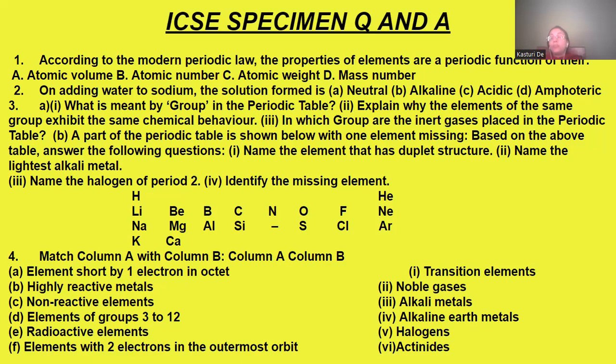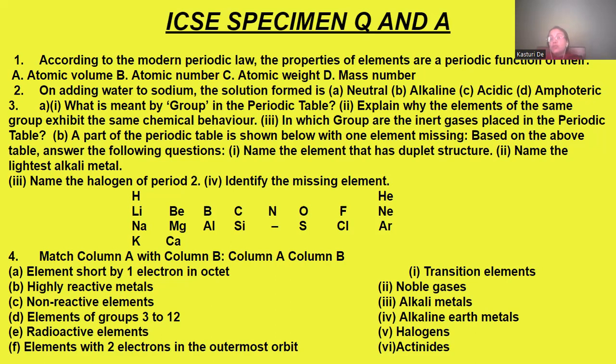So short by 1 electron means 1 electron deficiency. That is halogens. Those are halogens which have 7 electrons in the outermost shell. They are short by 1 electron to complete their octet. Then highly reactive metals, those are alkali metals. Then non-reactive elements are noble gases. Elements of groups 3 to 12 are transition metals. Then radioactive elements, those are actinides.